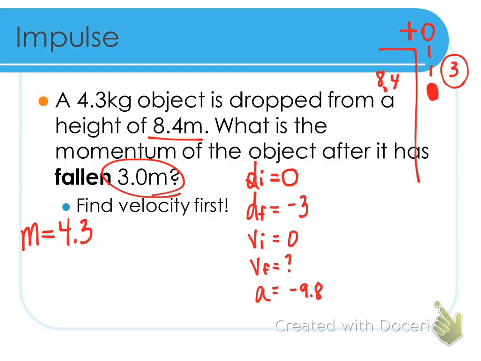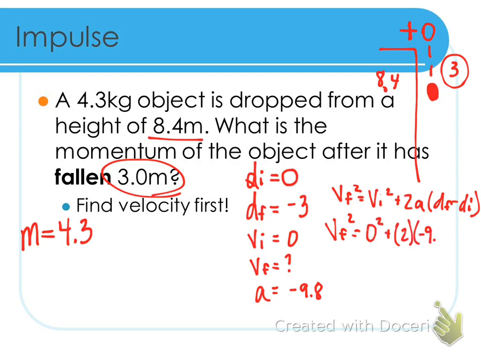Okay. So our third equation looks like this. Vf squared equals Vi squared plus 2a times (df minus di). Okay, V final is what we're solving for. V initial is 0. a is -9.8 and the displacement is -3. Okay, because we're ending up 3 meters below where we started.